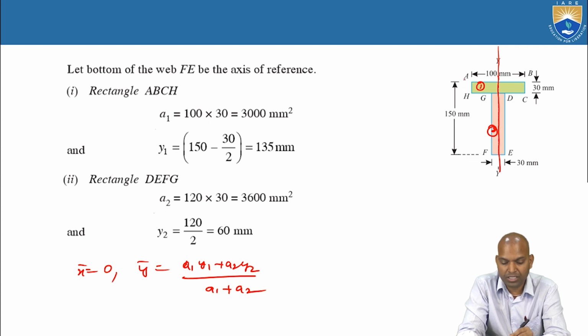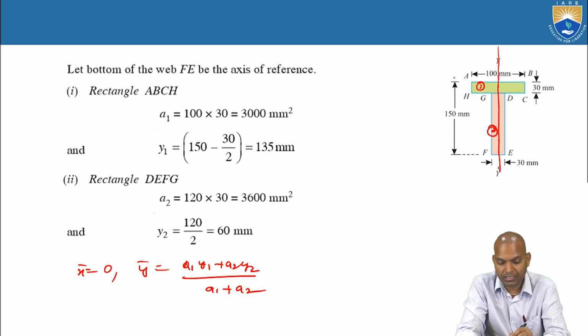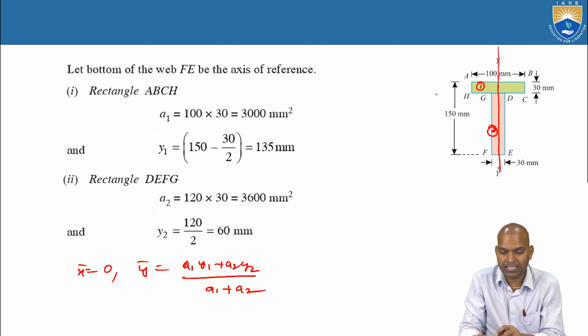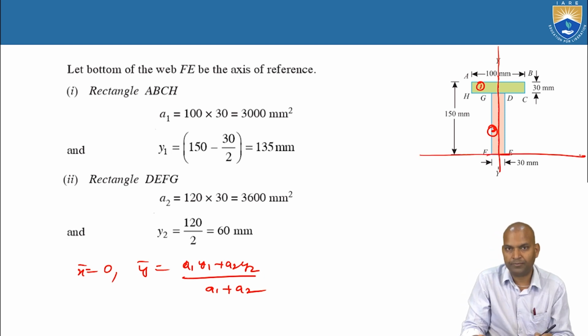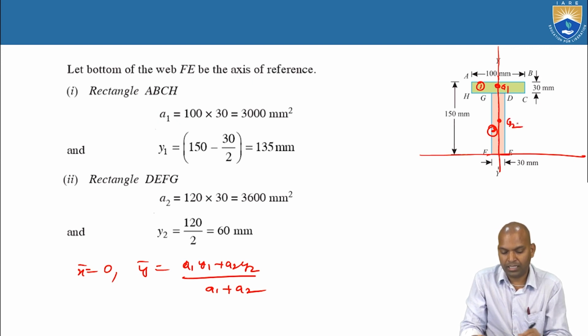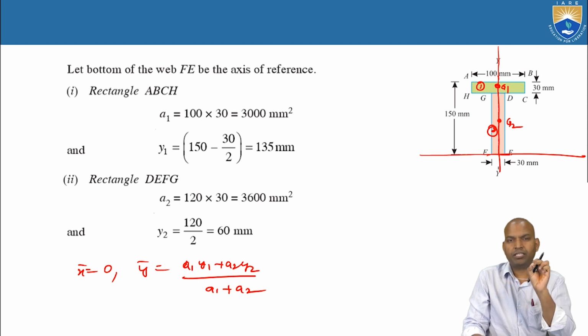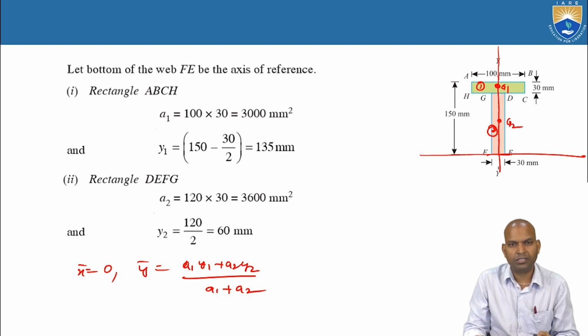So in the case of ABCH, what is the area? We want x1, y1. There are 3 parameters, 3 values required. The reference axis for the vertical axis is the centroid, that is the symmetrical axis. What about the horizontal axis? Extreme bottom. So these are G1 and G2. Not only does the total geometry centroid lie on the symmetrical axis, but also the individual geometry local centroids are located on this axis of symmetry.